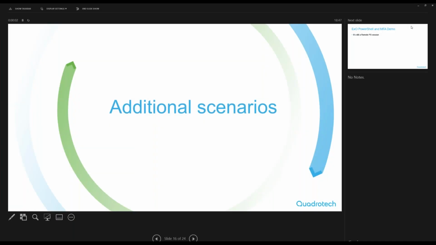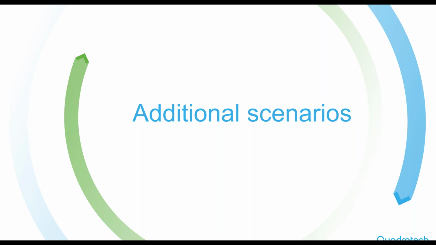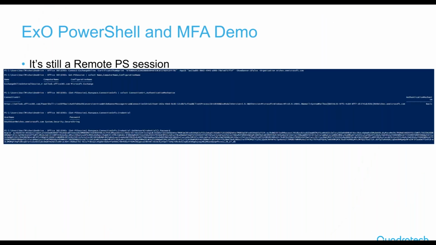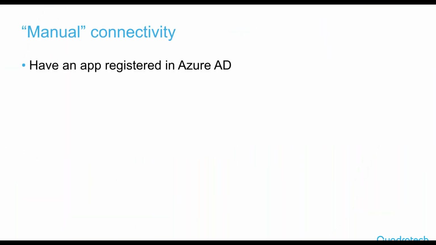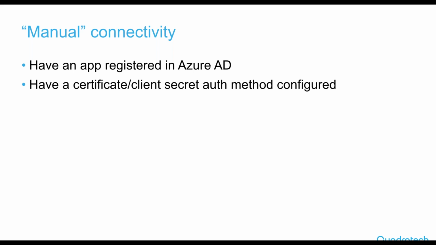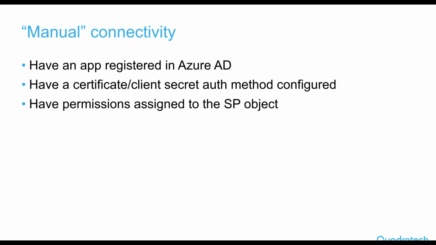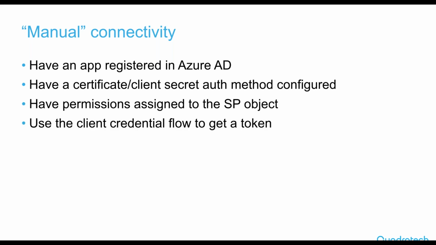So yeah, apologies, this demo was a mess, and hopefully these slides will now reiterate what I was trying to show there. So I'll skip this one, not that interesting, basically showing you that it's still using the basic authentication endpoint. Now, what we did for the manual connectivity, because we already did all the steps, we have an application registered, we have the authentication method configured, and we have the permissions assigned, I can actually obtain a token programmatically.